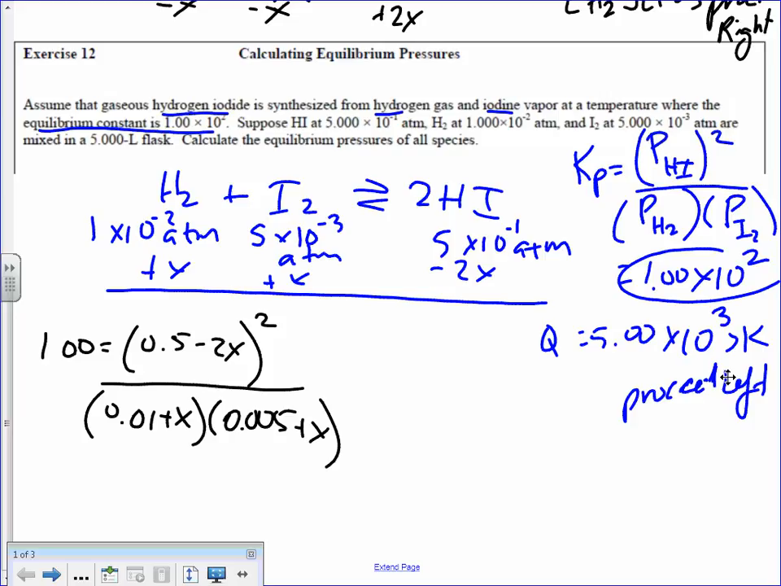So we'd have to FOIL the top and the bottom. You notice we can't just do a simple square root of everything. We're probably going to have to do the quadratic equation, right? You will have to do the quadratic on this one, but you can also plug this into your solver if you're not a quadratic person.